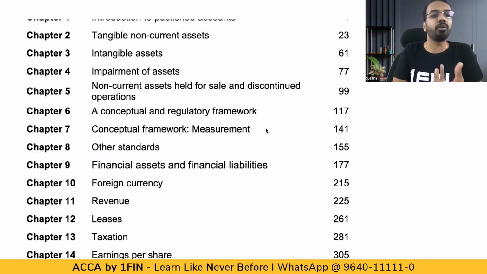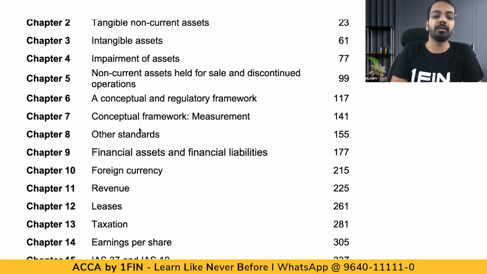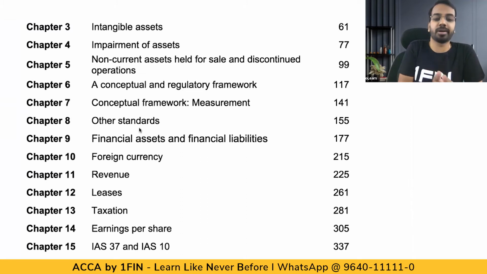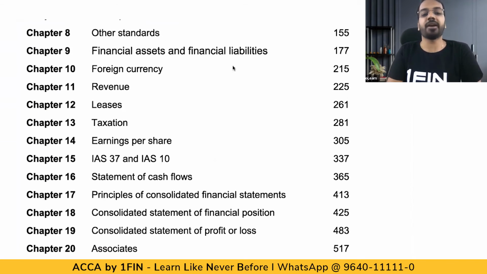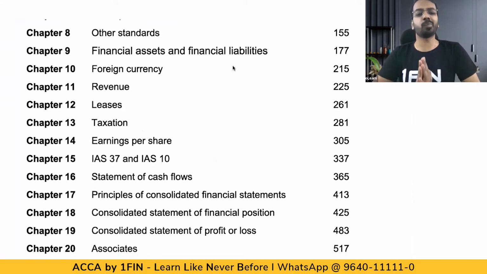Then a conceptual and regulatory framework. Now this talks about the regulatory framework, meaning the overall guidelines related to preparation of published financial statements. Then we have some other standards, residual standards which are not covered above, that would be covered in chapter number 8. Then financial assets and financial liabilities. This is one very important part of the overall understanding, because this is something which you would not have learned earlier. Even if you have done CA Inter, you would not have learned it earlier. So that is where it becomes very important.